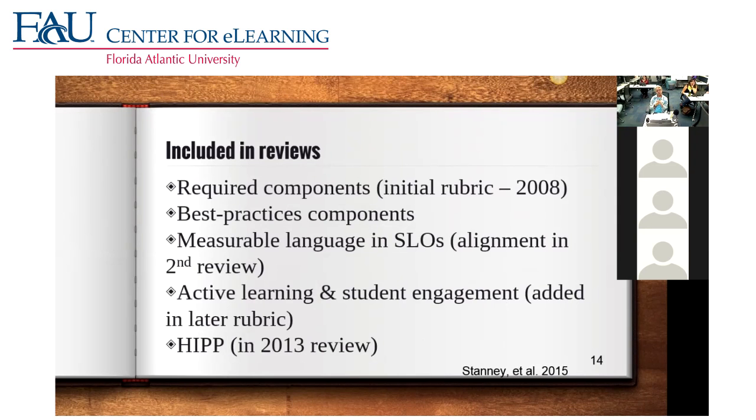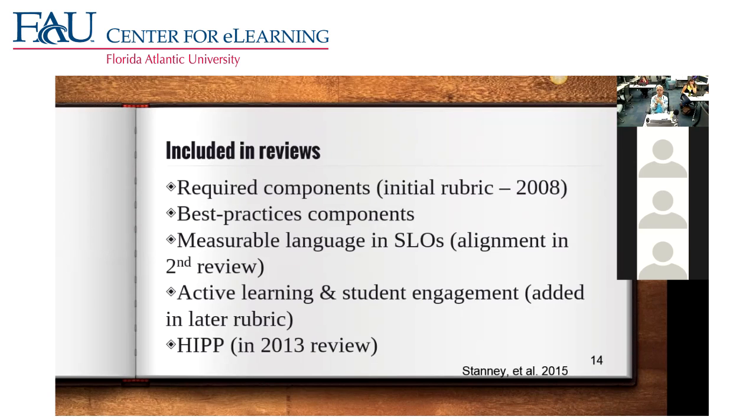Then by the time they got to the second review, they were looking at the measurable language in the student learning objectives. And this is what we were talking about earlier, about using action verbs that can be measured. We talked about this when we did the blueprint and did the objectives, so that you can actually say, yes, I said they were going to identify something, and here's where they identified it.